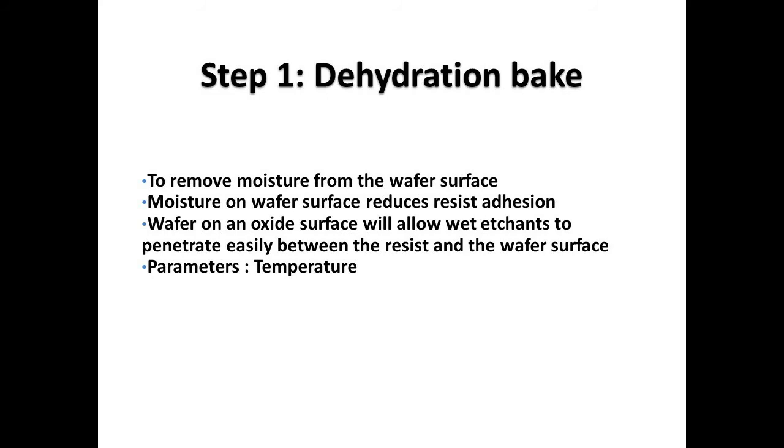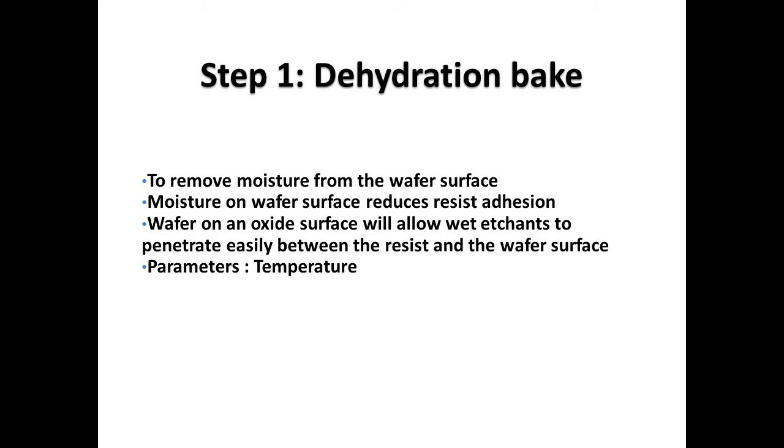Also, if you have an oxide surface, it will allow wet etchants to penetrate easily between the resist and the wafer surface. So if, let's say, after this you are going to do etching using certain types of acids, nitric acid, hydrofluoric acid and so on, it can penetrate easily between the resist and the wafer surface, and this won't be nice for your work.